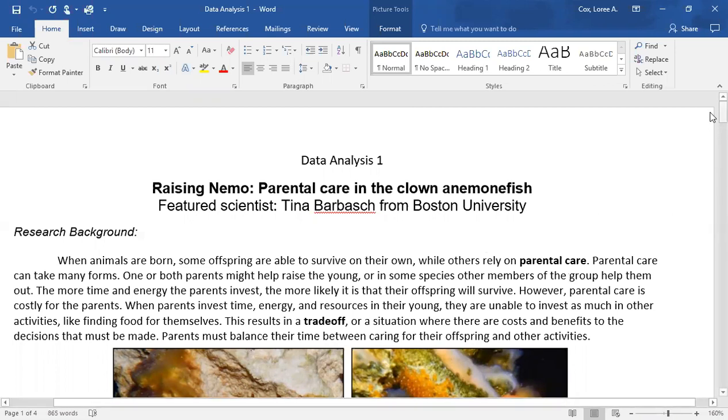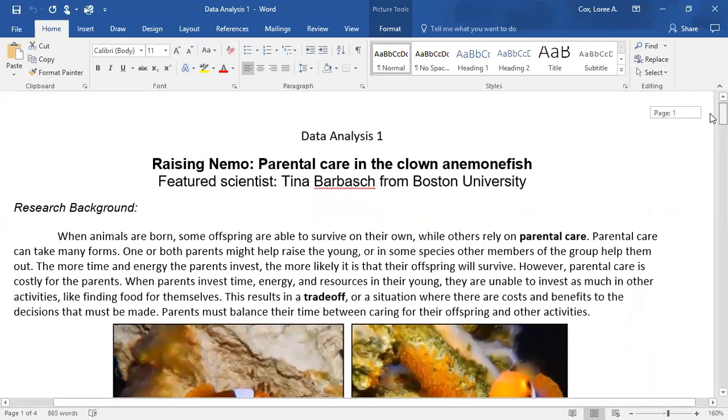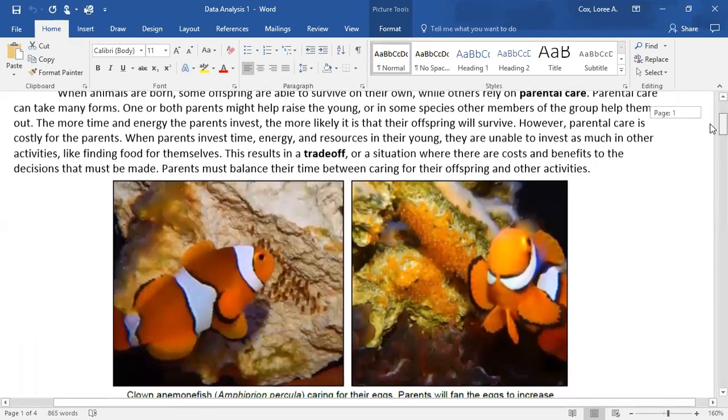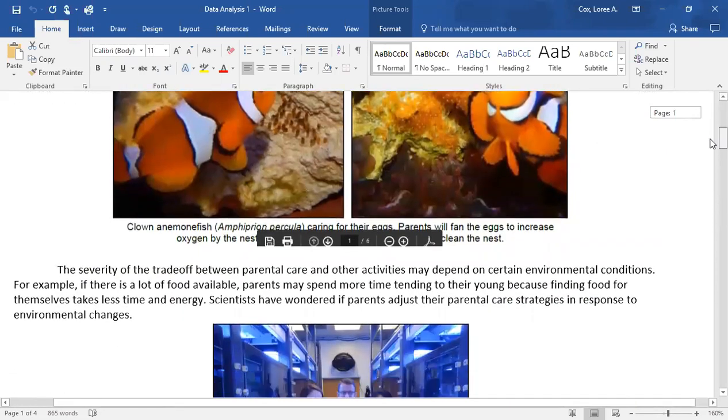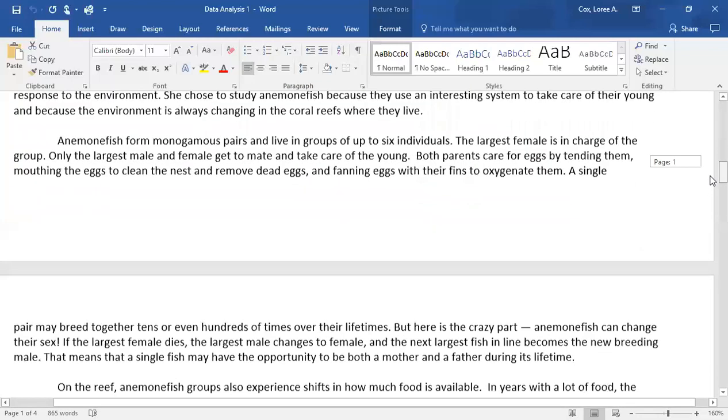This one starts off with a bunch of background about the clownfish and how they have a dynamic with the males and females. They talk about how males and females behave, stating the largest female is in charge of the group. Only the largest male and female get to mate and take care of the young. Both parents care for the eggs by tending them, and then they tell you each different type of tending that they have.